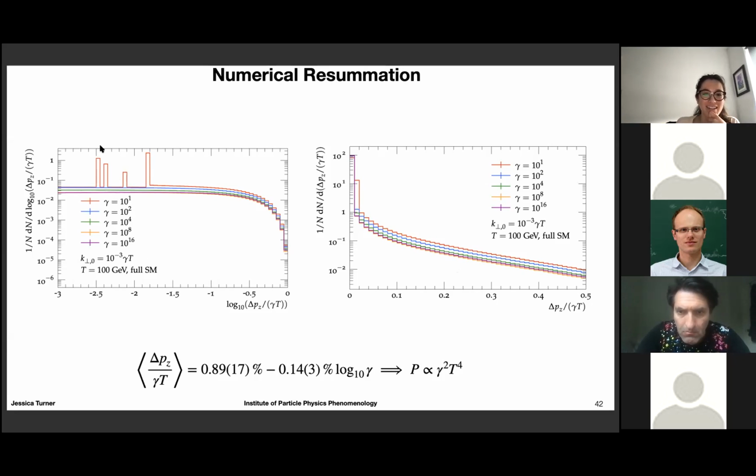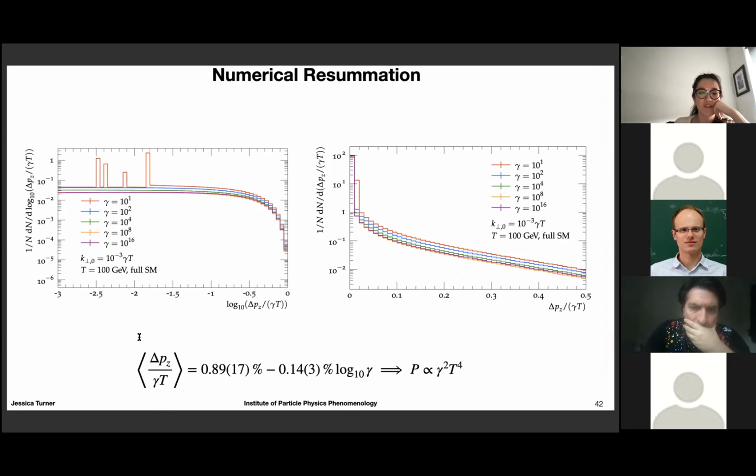So what we find is that for small gamma, the particles coming in are not super energetic, and we get some interesting features in this histogram, and they actually correspond to the production of on-shell final states. You have Higgs, W, and Z, and top quark. That's what these little spikes in the histogram are.